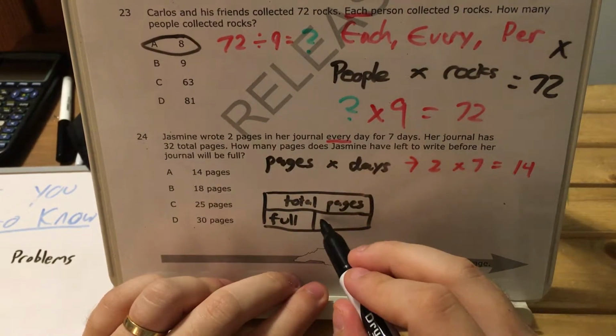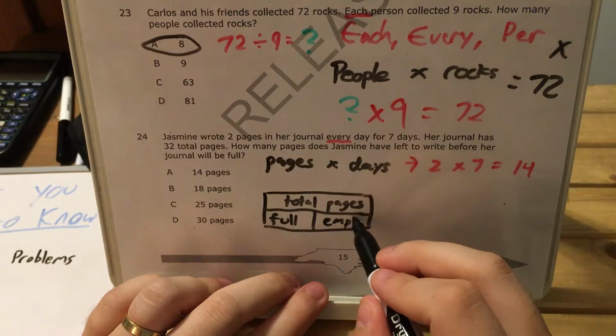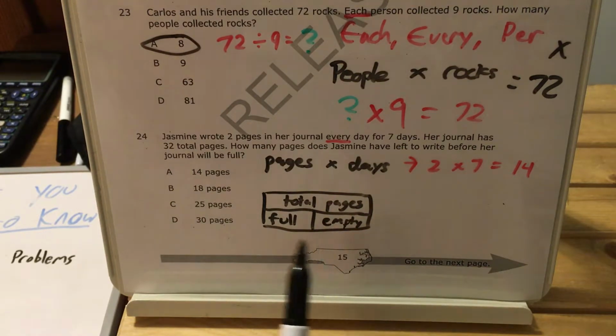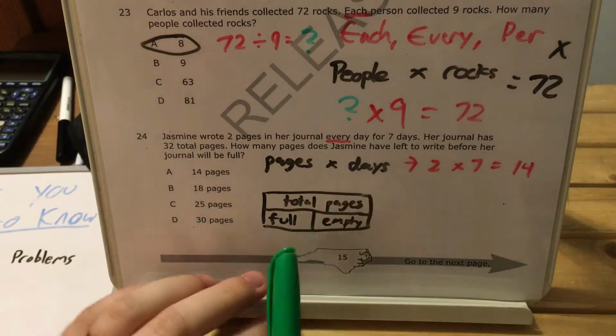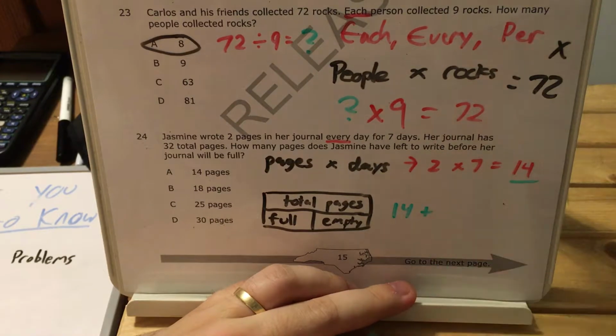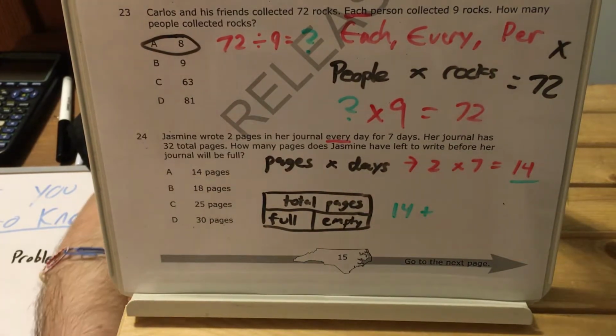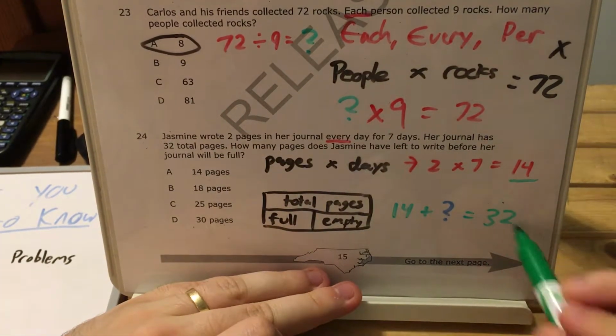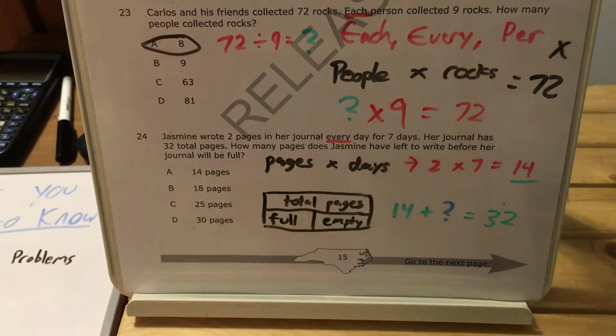And then, since I used full here, I'll use empty here for the pages that she hasn't written in yet. So I know that the pages she's already written in plus the empty pages is going to equal the total pages. So I'm going to go ahead and plug in some of the numbers that I know from that. The full pages that she's already written in, we figured out was 14, plus the empty pages. That's what we didn't know, so I'm going to call that my unknown. And I know that that equals 32 because it's 32 total pages.